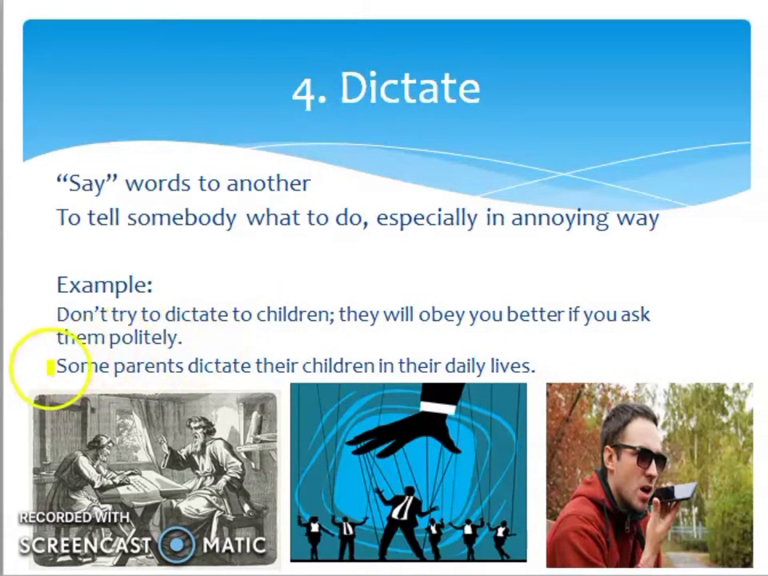The second sentence, some parents dictate to their children in their daily life. Now, what it means is that they tell them all the time what to do. So that goes against their wishes, right? So dictating means to tell somebody what to do, right? You might have heard the phrase "Don't dictate me," right? I have the freedom to speak my mind. Okay, don't dictate me.